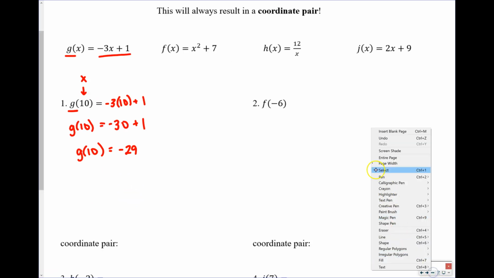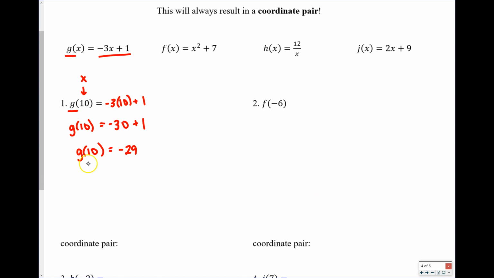Let's turn this then into a coordinate pair. So recognize that 10 is your x and -29 then is your y. With that said, I now have a coordinate pair at 10, -29. Okay, I want you to realize that the function notation represents coordinate pairs, my x and my y. The next equation now represents f.